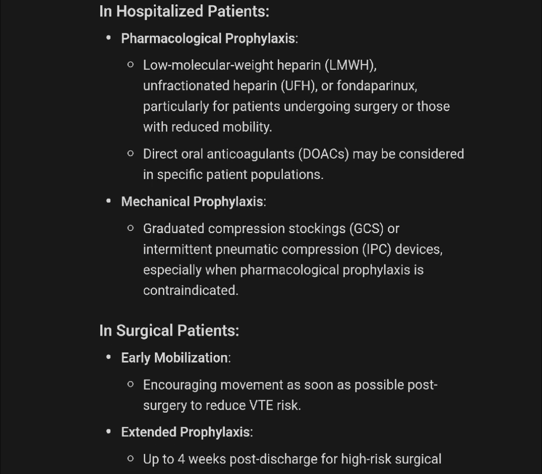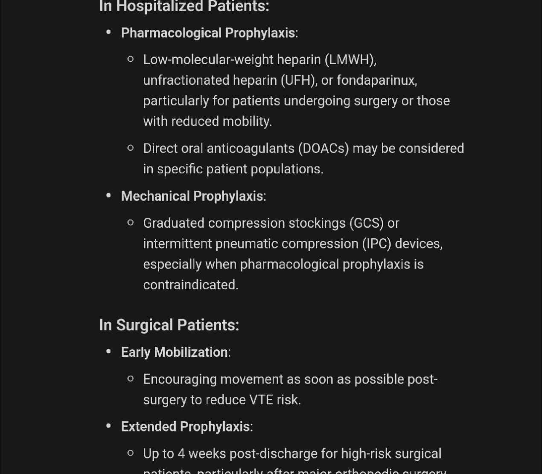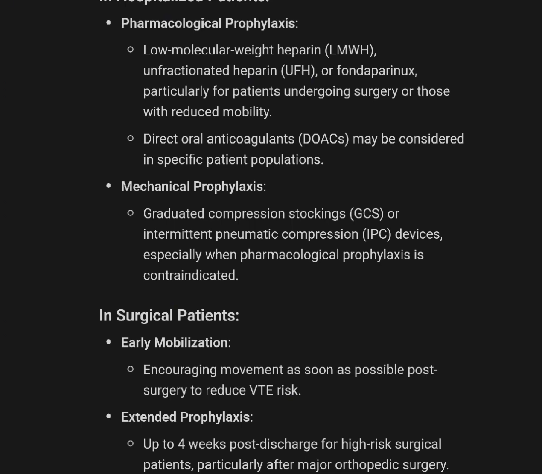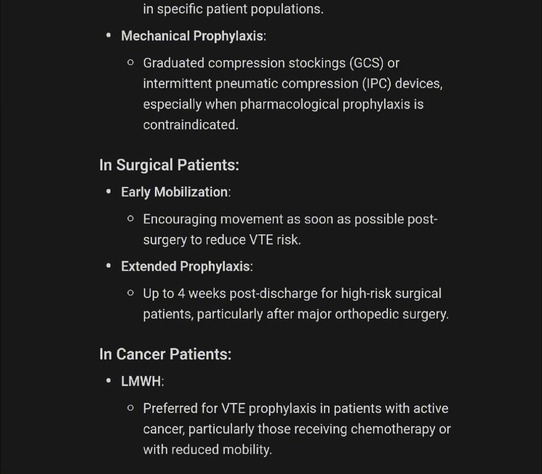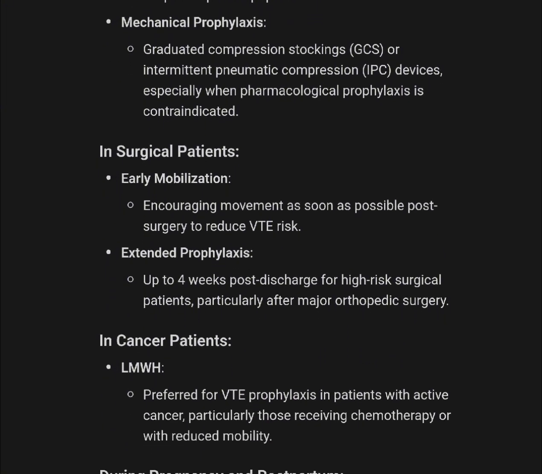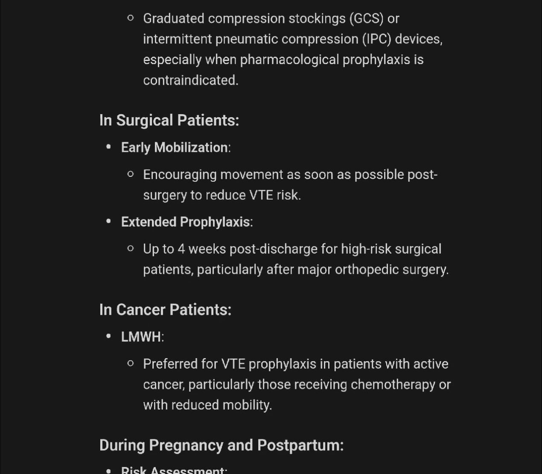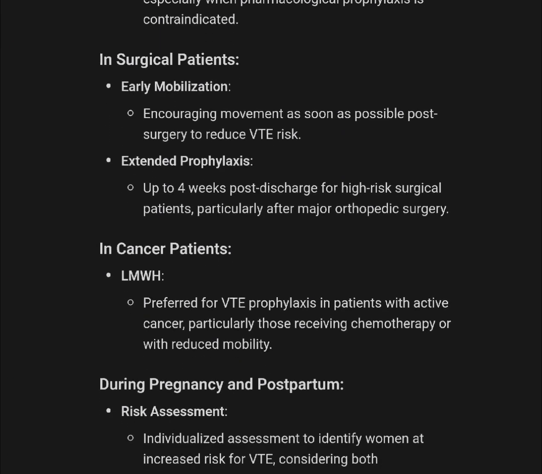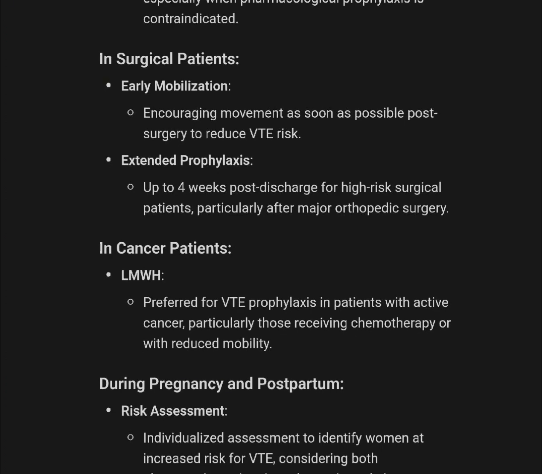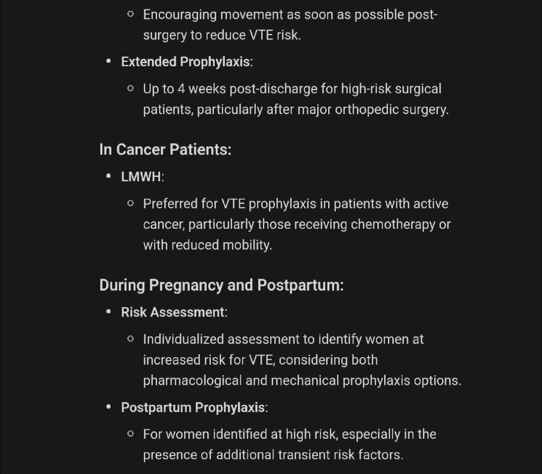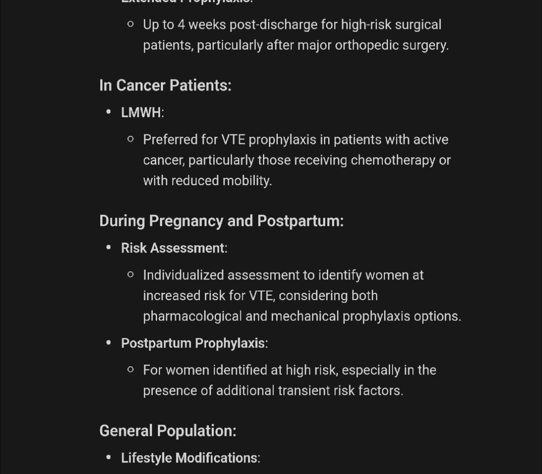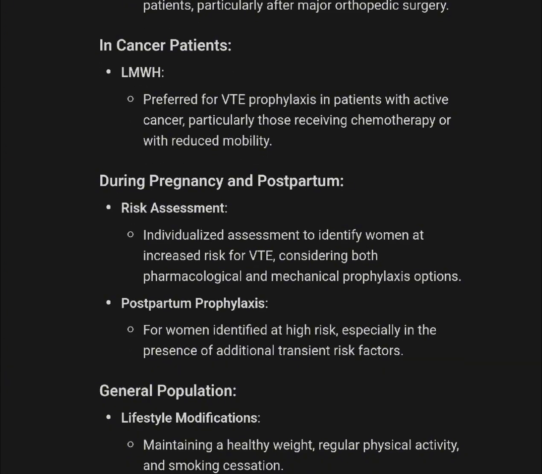And prevention of pulmonary embolism, including in hospitalized patients: pharmacological prophylaxis like low molecular weight heparin, LMWH, unfractionated heparin, UFH, or fondaparinux. For surgery or those with reduced mobility, direct oral anticoagulants, DOACs, may be considered in specific patient populations. And mechanical prophylaxis: graduated compression stockings or intermittent pneumatic compression devices in surgical patients, and early mobilization, encouraging movement as soon as possible post-surgery to reduce VTE risk, and extended prophylaxis up to 4 weeks post-discharge for high-risk surgical patients and cancer patients.